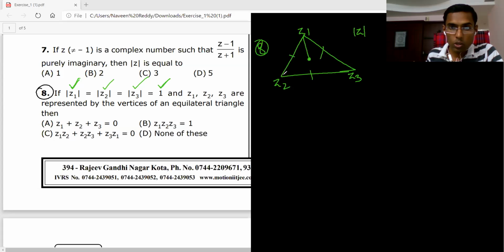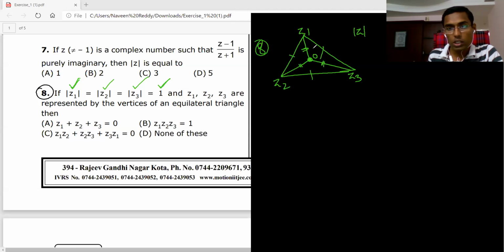So yesterday only I told this is important. Yes, this is origin. This is equidistant. This distance equal to this distance equal to this distance. You know that circumcenter, this is circumcenter and this is circumradius. This distance, the circumradius, is 1 unit. So now the question is: z1, z2, z3 are represented by the vertices of this equilateral triangle. Then what is the relation between z1, z2, z3?